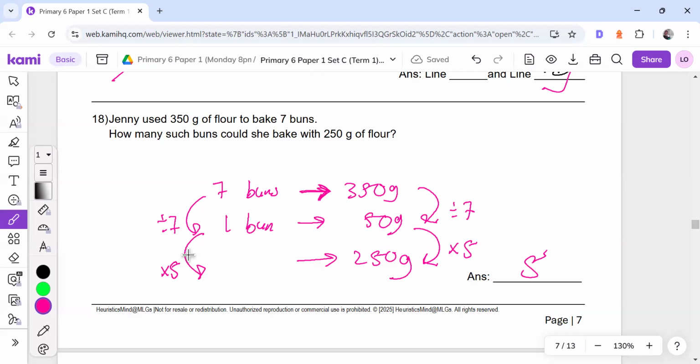You times 5. And that will be 5 buns. Okay, 5 buns. Got it? So, but is this a shortcut? Not. Okay, this is a shortcut when you don't need to find how many is 1 bun, but you can still jump. All right, you jump, jump, jump without having to find 1 bun. But in this question, we still have to find 1 bun. Okay, but in some questions, we don't need to find 1 bun. We can jump already. We can jump a few steps to get the answer. So that's called the shortcut.